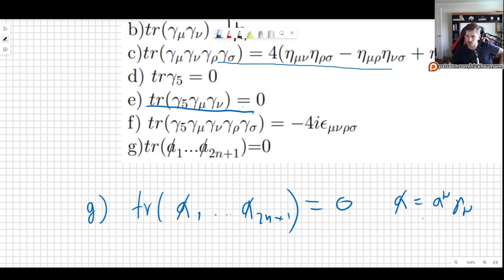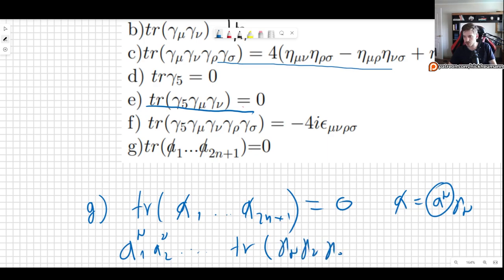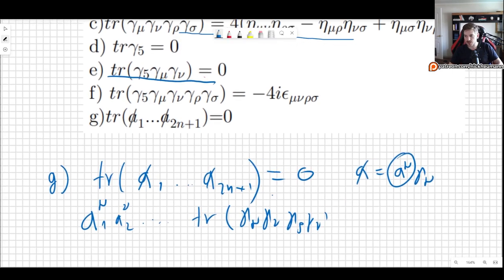So what this means is that we have a bunch of numbers. A mu is just a component of the a vector. So we get here a mu 1 and maybe a nu 2, a bunch of them, depending on how many you have, but an odd amount. And then you have in here all your remaining gammas: gamma mu, gamma nu, gamma rho, gamma lambda, gamma sigma, however many of these you have, but of course an odd amount.